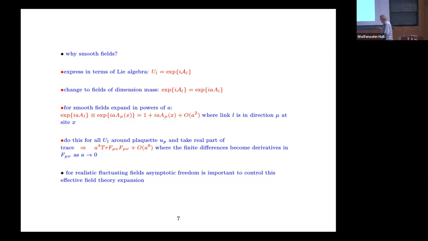The point is that when you do this kind of expansion, you've got a to the fourth times trace F_mu nu F_mu nu, but you also have higher order terms. The first higher order term is multiplied by an operator which involves, I can't remember the exact form, F_mu nu's and covariant derivatives, with the appropriate dimension six. Now, you would say, well, this is a to the sixth and this is a to the fourth, that's fine.